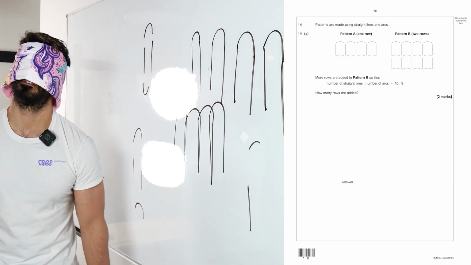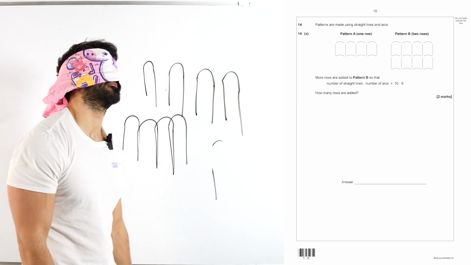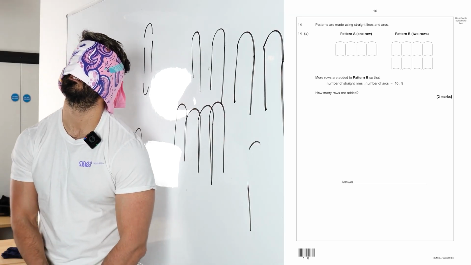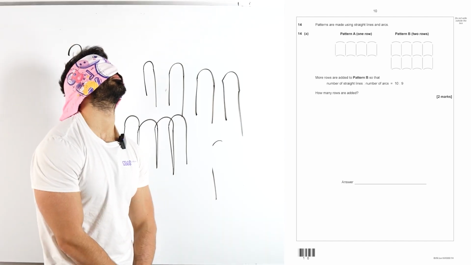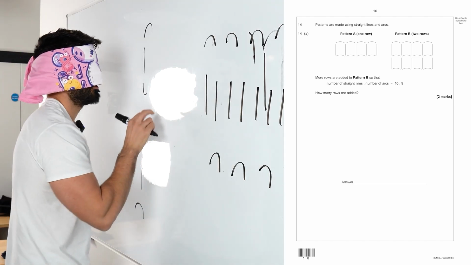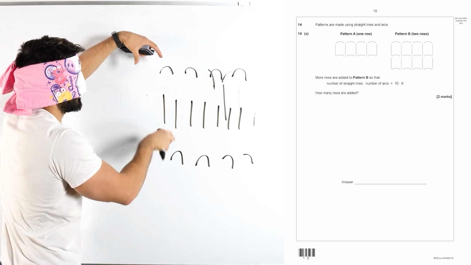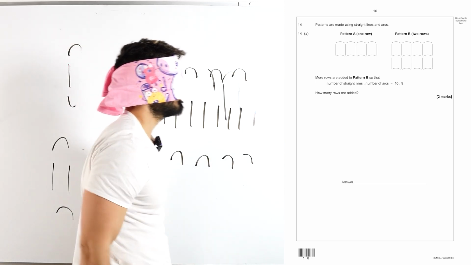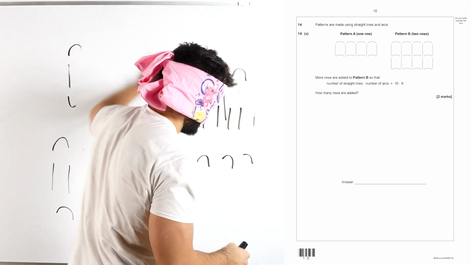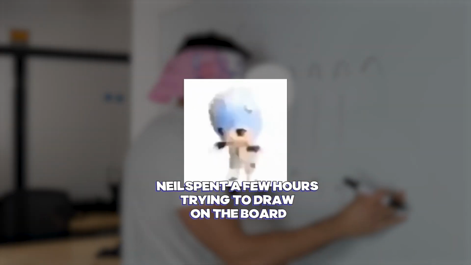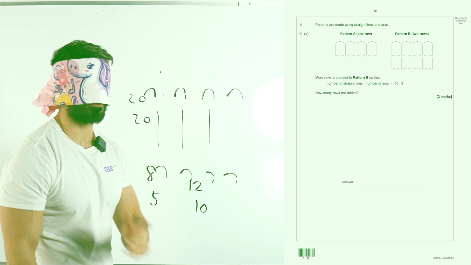More rows are added to pattern B so that the ratio of the number of straight lines to the number of arcs equals 10 to 9. How many rows are added? It's 2 marks. So it's not arc, line, arc, it's arc, 2 connected lines, sharing the vertical line, but they're not touching. So I need 6 more rows.